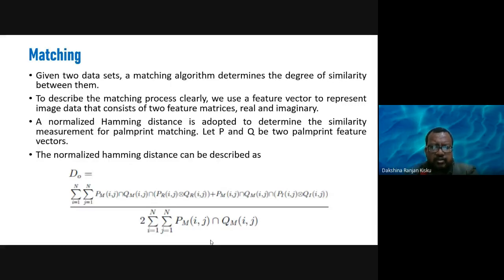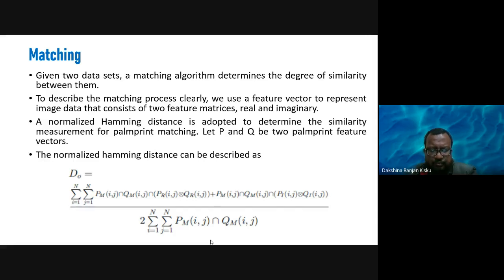Okay, and when we obtain the Hamming distance, this Hamming distance is obtained between 0 and 1. So when there is a good matching, we will obtain the Hamming distance 0. Otherwise, for the worst matching, we will obtain the Hamming distance 1. That means the value which is close to 0 is termed a good matching, and when the normalized Hamming distance is close to 1, that is termed the worst matching or the bad matching.